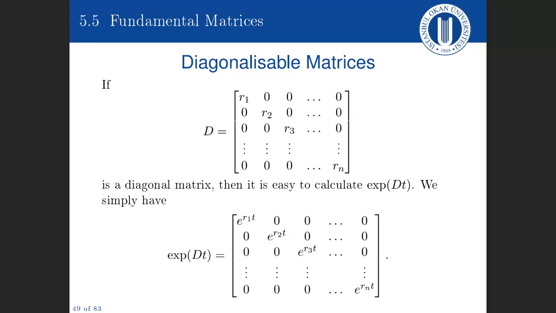The next topic is the idea of diagonalizable matrices. Again, some things you've studied in linear algebra. Why are we interested in this here? Because if we have a diagonal matrix, then it's easy to calculate the exponential of capital Dt, because we just have the diagonal matrix where the entries on the main diagonal are e to the power r1t, e to the power r2t, e to the power r3t, etc. And that's going to make our life much easier.